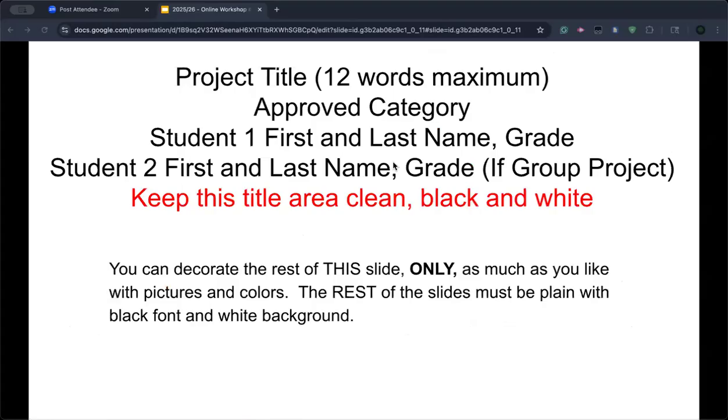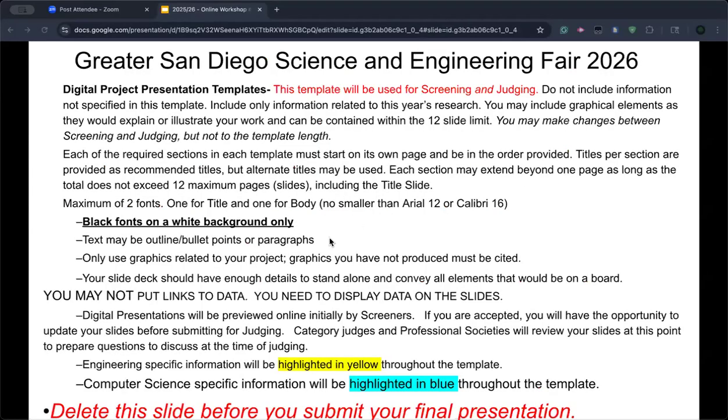And you may not put links to data. You actually need to display the data on your slide. And some information will change if you're having an engineering project or a computer science project. Next slide.